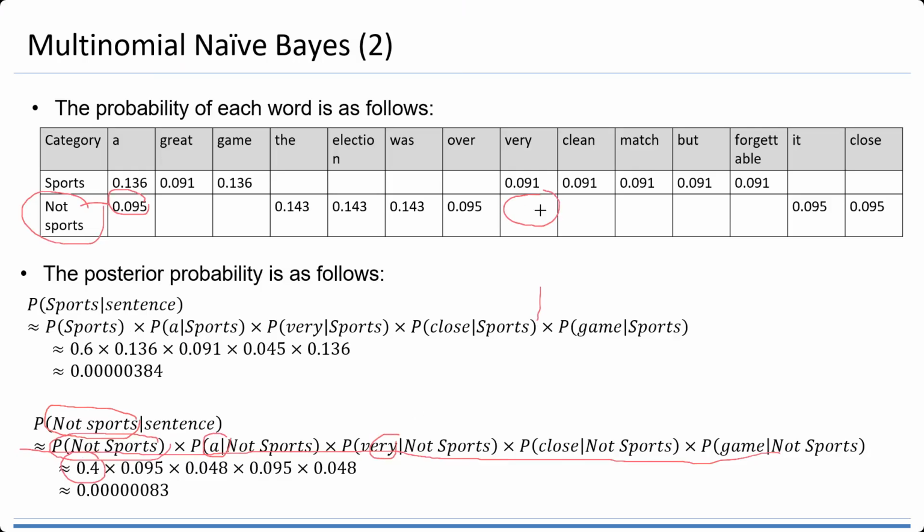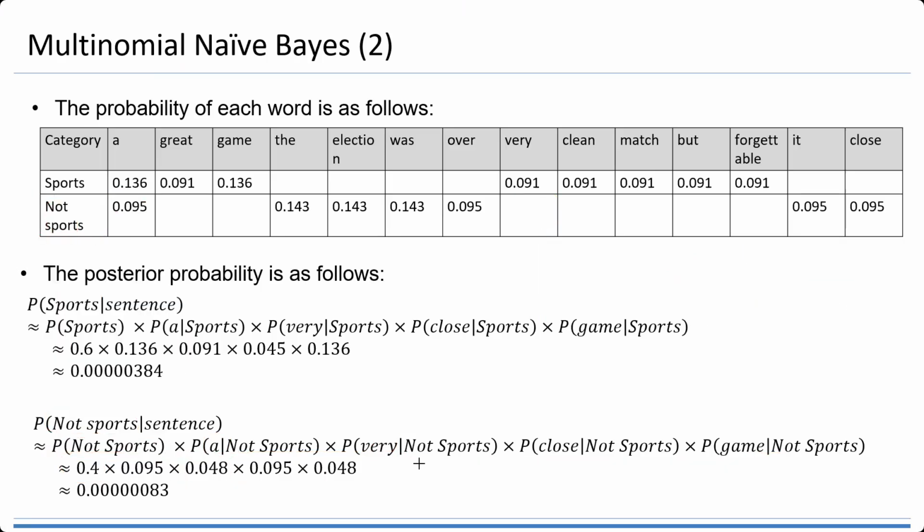Okay, so as I mentioned to you, I didn't write this one. It means that it is not 0, but you need to calculate because there is no vary in the not sports. So it is 0 plus 1 divided by the number of words in not sports, which is 7, plus 14, the total vocabulary. So it means 1 divided by 21, which is about 0.048.